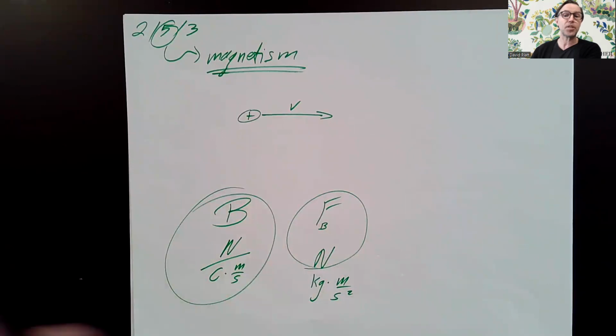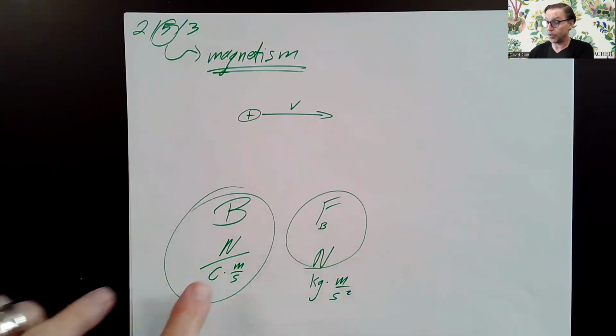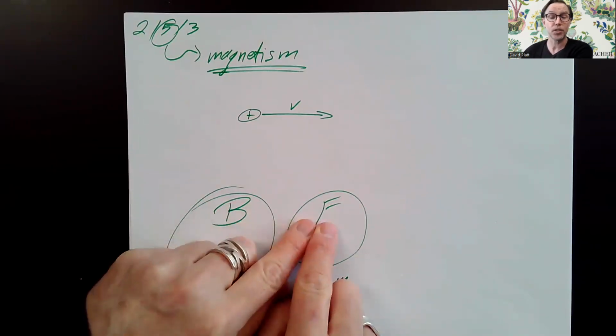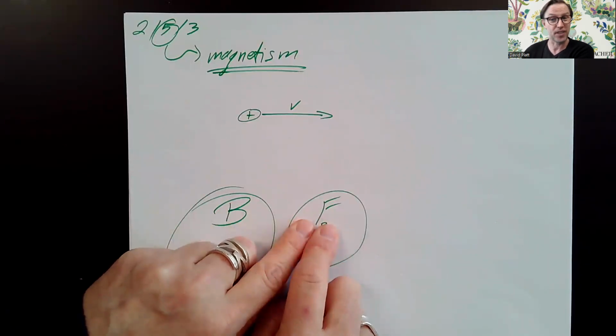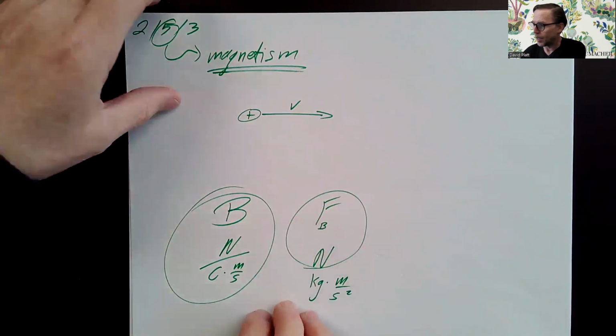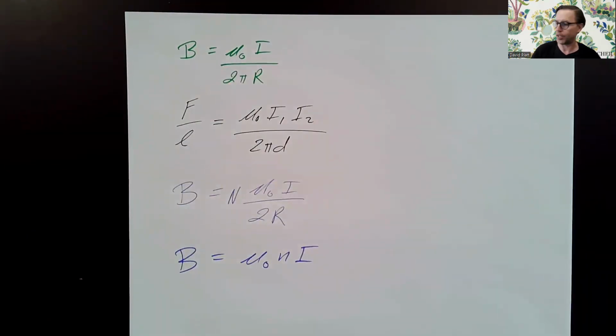Okay, so that was just our little review, introduction. We're talking about magnetism. What I want to talk about today is 4 different equations that we can use to determine the strength of magnetic fields that are created, and therefore the strength of the forces that those fields exert. So there's going to be 4 equations that we talk about. And here they are.